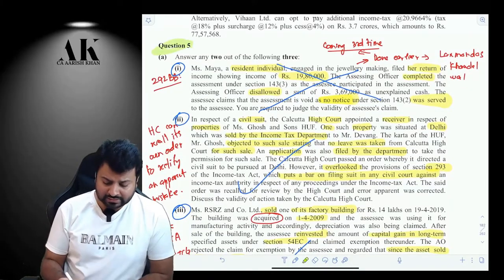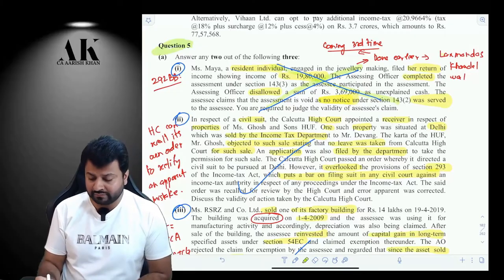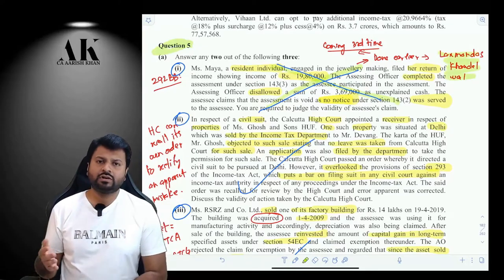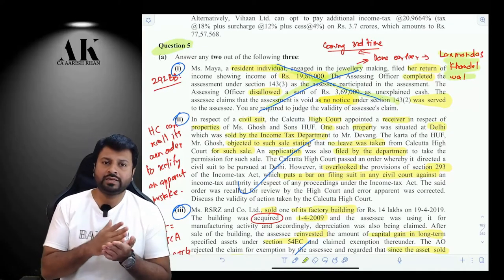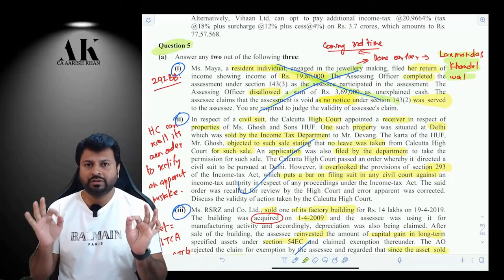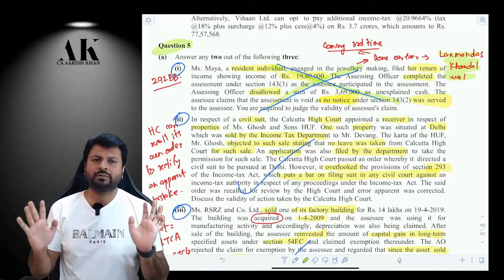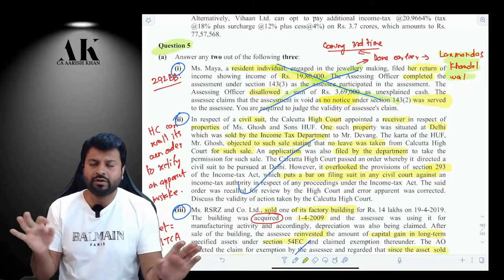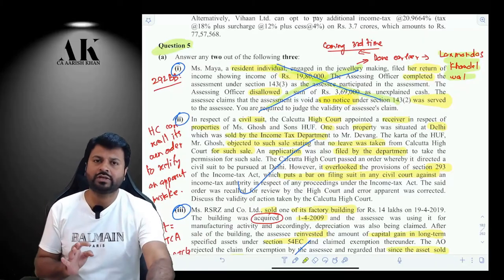The first case law is something which we have done at least two times earlier, which is of Lakshman Das Khandelwal. What is this case law all about? Do you remember that 292BB cannot be attracted if the notice is not issued by the department? For 292BB to attract, the notice has to be issued by the department. Without issue of notice, 292BB cannot be attracted. Check, that is the case law which is mentioned over here.